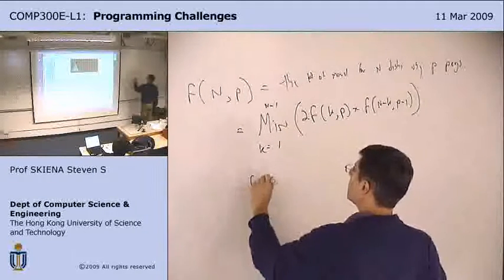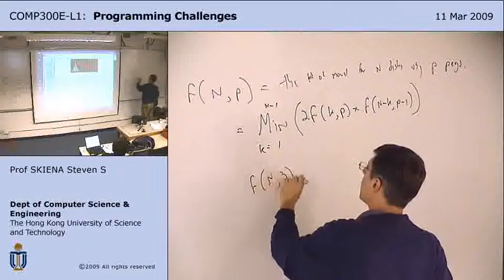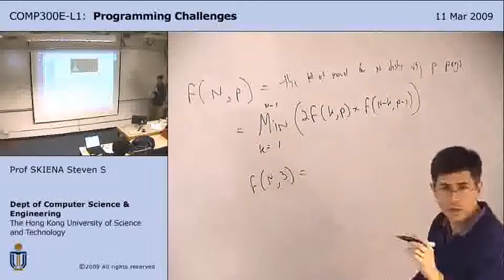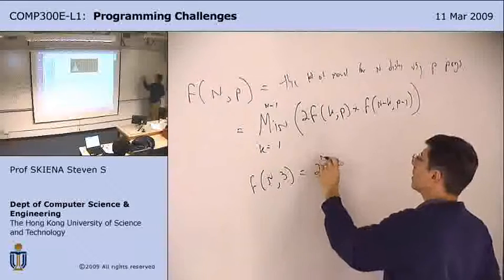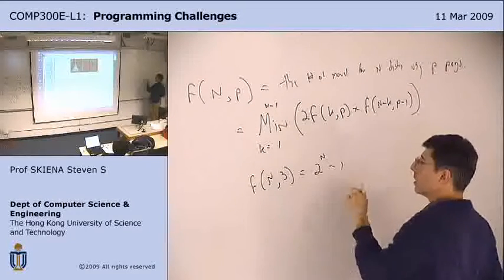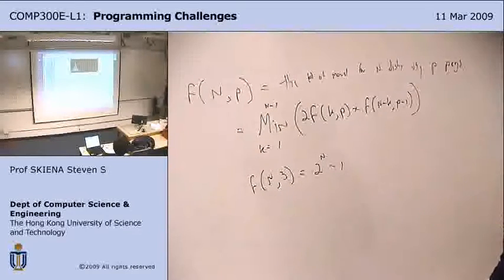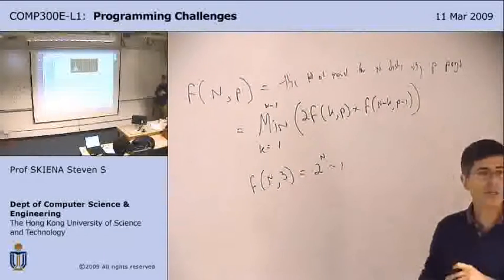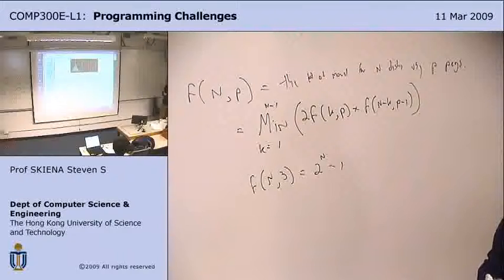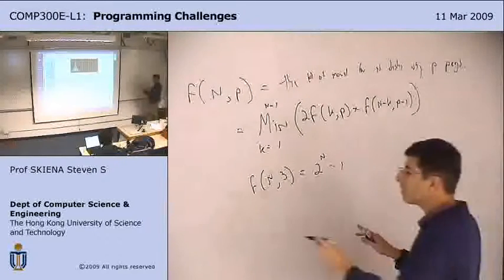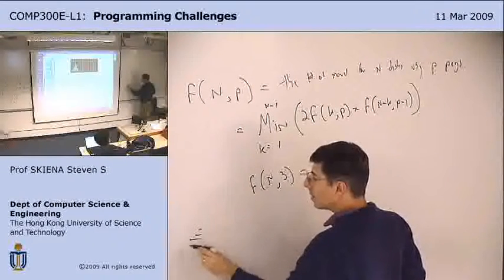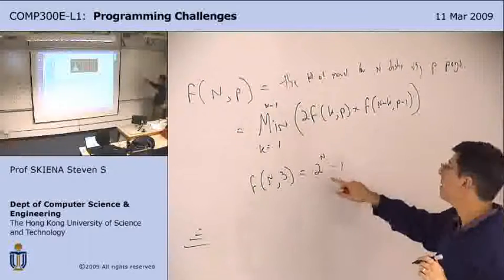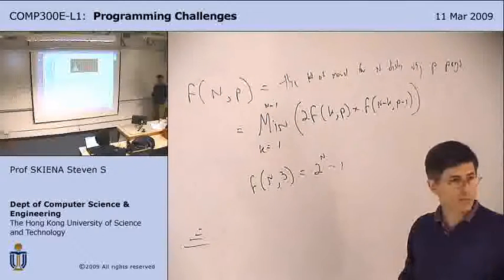F sub n comma 3 is 2 raised to n minus 1. Okay. What he's saying is for 3 pegs, he knows the answer because he studied the Tower of Hanoi in previous lives, right? What is the number of steps for a to do it? He's telling me that it's 2 to the n minus 1. Is that right? Do people believe that?